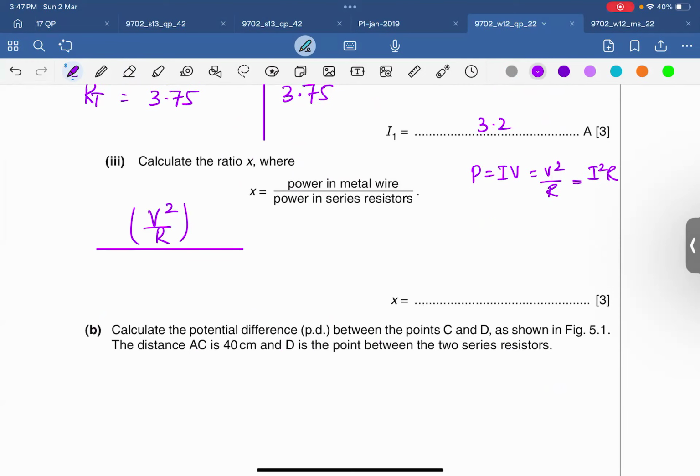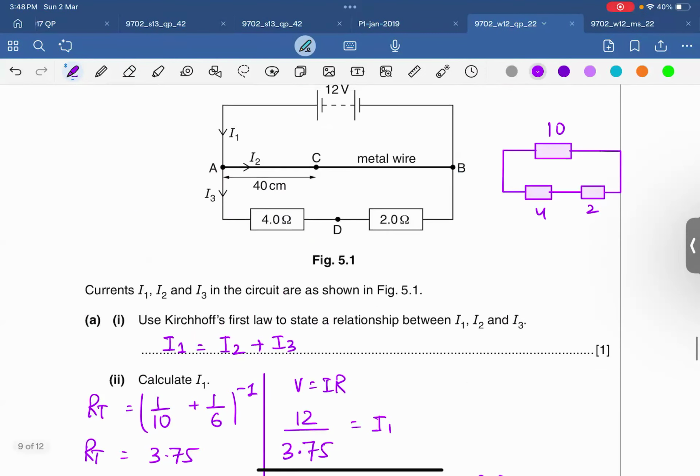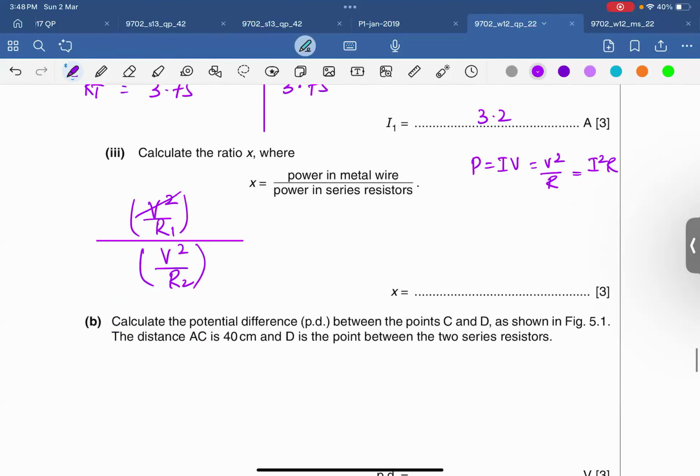So V squared over R1 and R2. Since we have the same voltages, as this is a parallel connection, the V squared terms cancel. So we'll be left with R2 divided by R1, where R2 is 10 and R1 is 6, the resistance of the series branch. So the ratio is 6 divided by 10, 0.6.